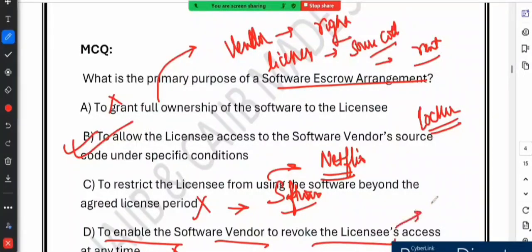So you can imagine a car lease, where you can continue using the car as long as the dealer exists. If the dealer suddenly shuts down, the lease ensures you still get support on ownership under certain conditions. That is how software escrow works. It ensures business continuity for the licensee.